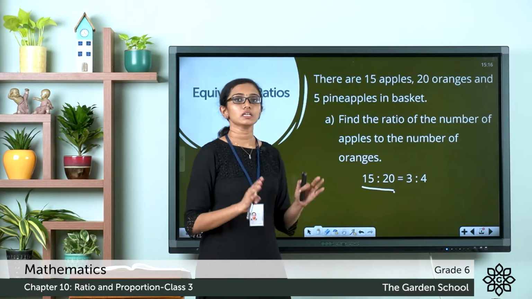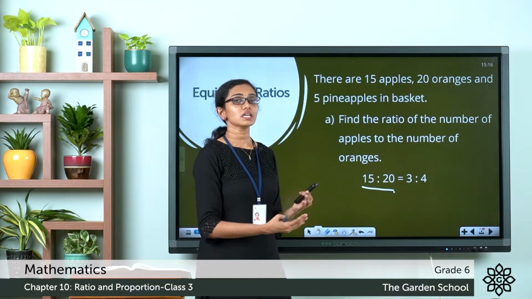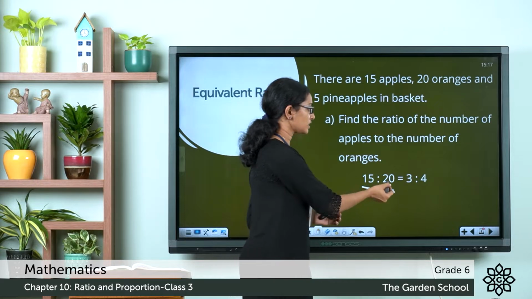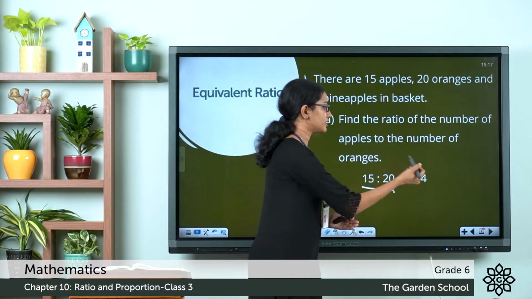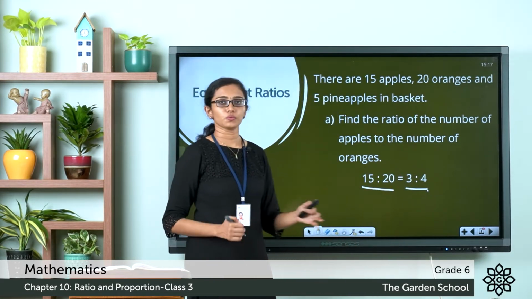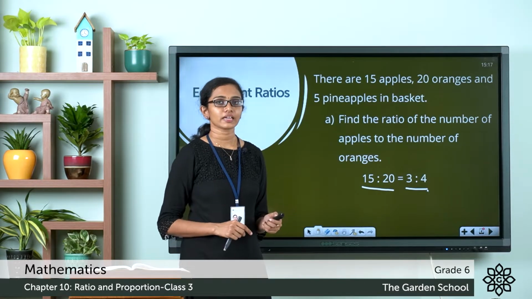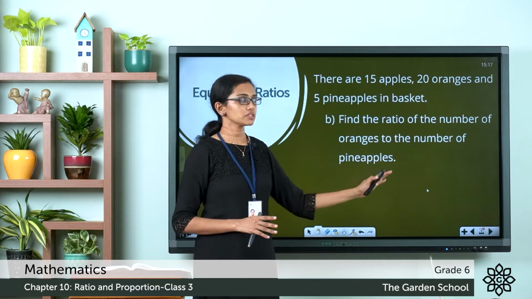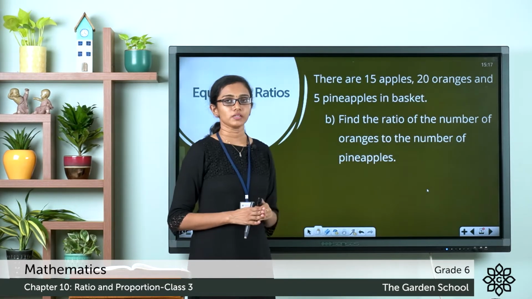Both these have the same value. Both these show the same relationship. Or we can say the ratio 15 is to 20 is a multiple of the ratio 3 is to 4. Now let us see a different case. Here we have to find the ratio of the number of oranges to the number of pineapples.